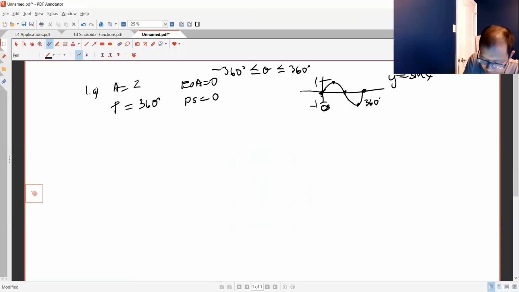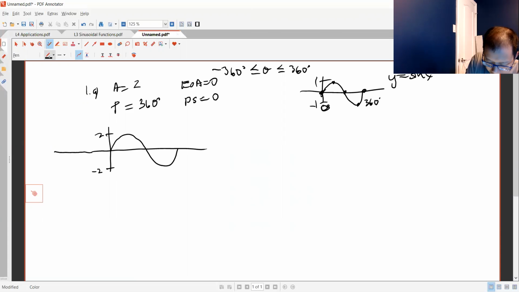And so what I would do is redraw the graph. And that's 2, and that's negative 2. Since it said go back to negative 360 to positive 360, all we want to see is something like that. So what are our labels? That should be negative 360 degrees. That should be 0. That's positive 360 degrees.